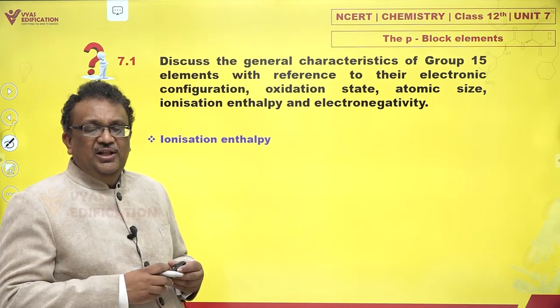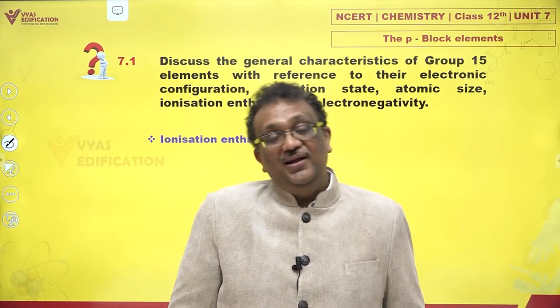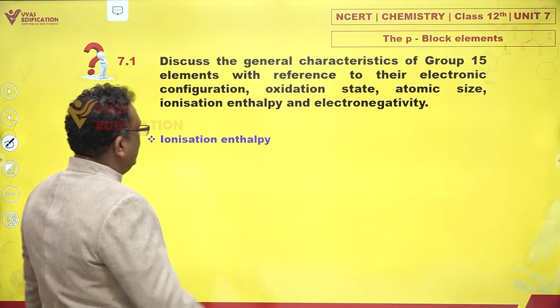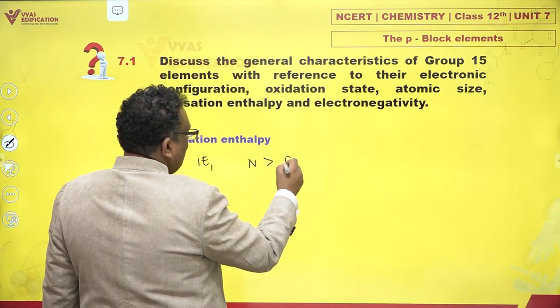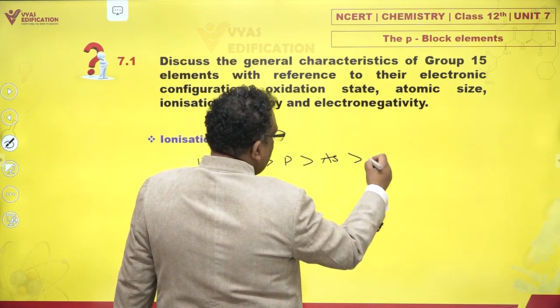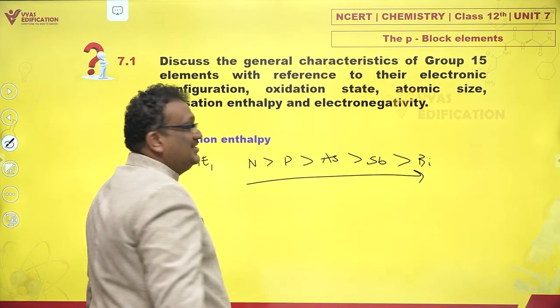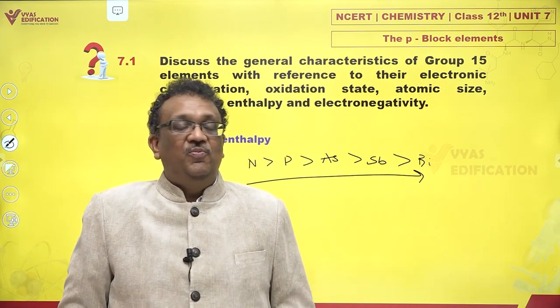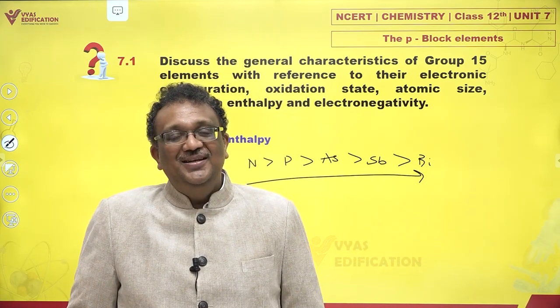What about ionization enthalpy? As size increases, you find ionization enthalpy also decreases. So if you're talking about first IE, then nitrogen is highest, then phosphorus, then arsenic, then antimony, and then bismuth. There is a consistent decrease down the group. Reason? As size increases, ionization energy decreases.